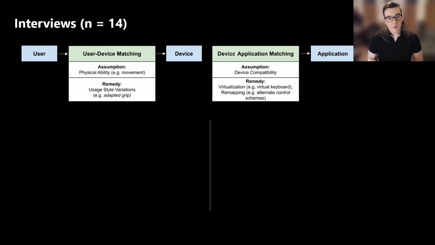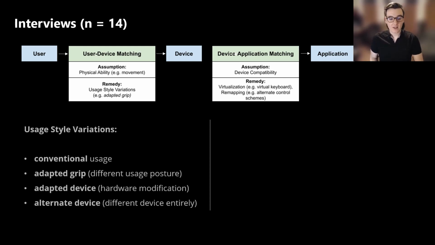The issues and remedies associated with combining input devices can be broken down into a two-step matching process between the user and the device, and then the device and the application. In the mismatches between the user and the device, people often employed alternate usage styles, which include conventional usage with alternate control schemes, adapted grip, which is a different usage posture, so say changing how you hold or use the device, adapted device, which is a hardware modification, or alternate device, which is swapping the input device for another entirely, so say swapping an Xbox controller for a quad stick.